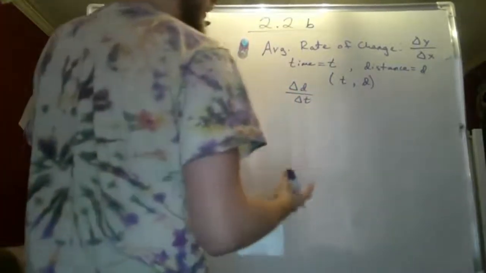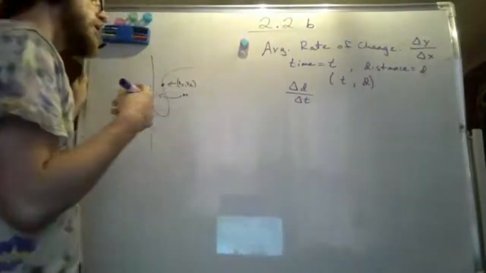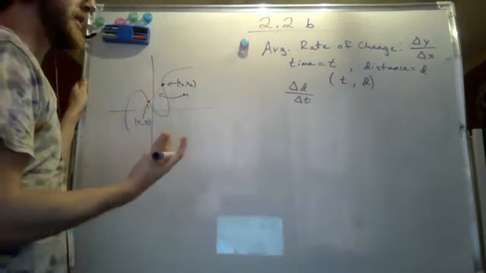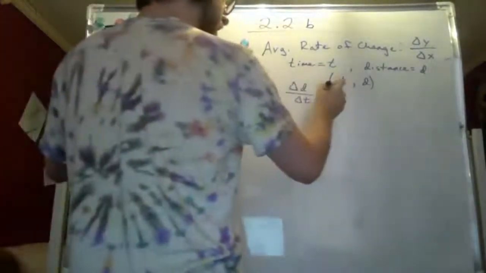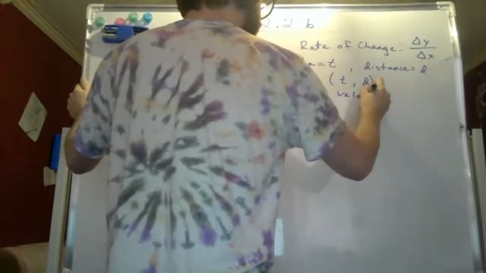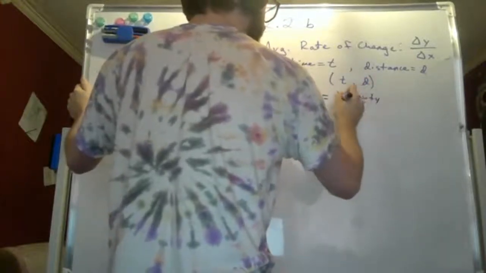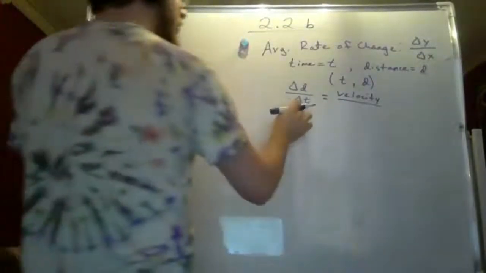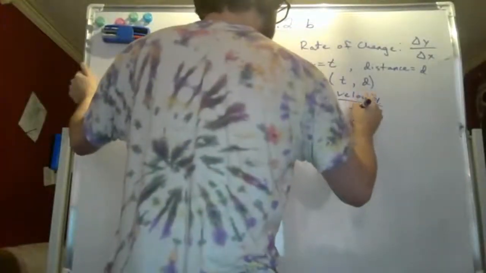Now, why do we care about this? Why do I bring this up? Well, because in these real-world examples and in these physics examples, what is change in distance? Well, you can think of that as velocity, or a speed. It's your change, how much distance you're covering, over an amount of time.